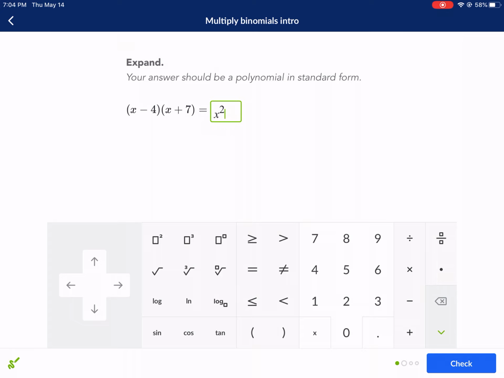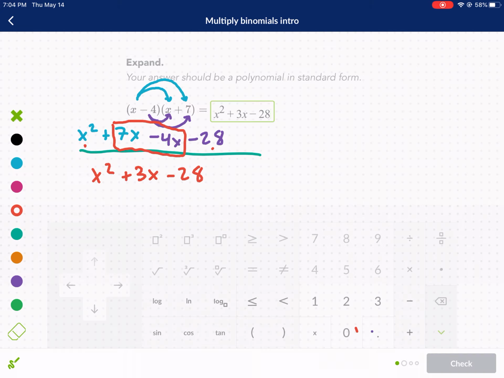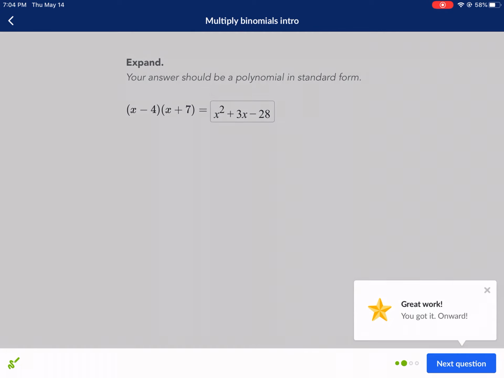X squared plus 3x minus 28. I'm just going to double check that. That's what I got. Ready to move on.